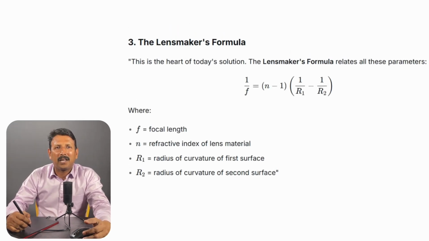See, first we will recall the Lensmaker's formula. I hope you studied the derivation. It is very important. 1 by f is equal to n minus 1 into 1 by r1 minus 1 by r2. I assume that you know what each letter represents. f stands for focal length, n stands for refractive index, r1 and r2 represent the two radii of curvature on both sides. So you want to memorize this if you have not done so yet.